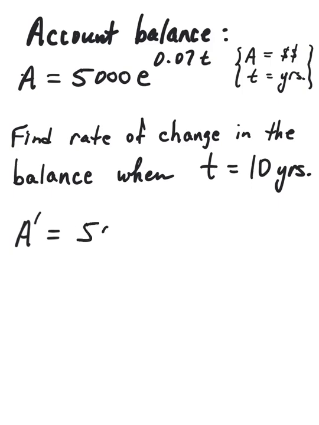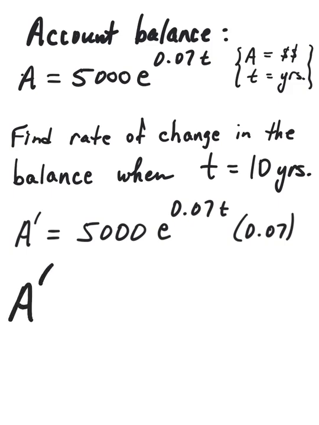So remember, with e, you make an exact copy of what you see, times the derivative of the exponent. So if we multiply 5,000 by 0.07, I get 350. So the account changes. Now this is the rate of change for any number of years that the account is active. 5,000 times 0.07 is 350.